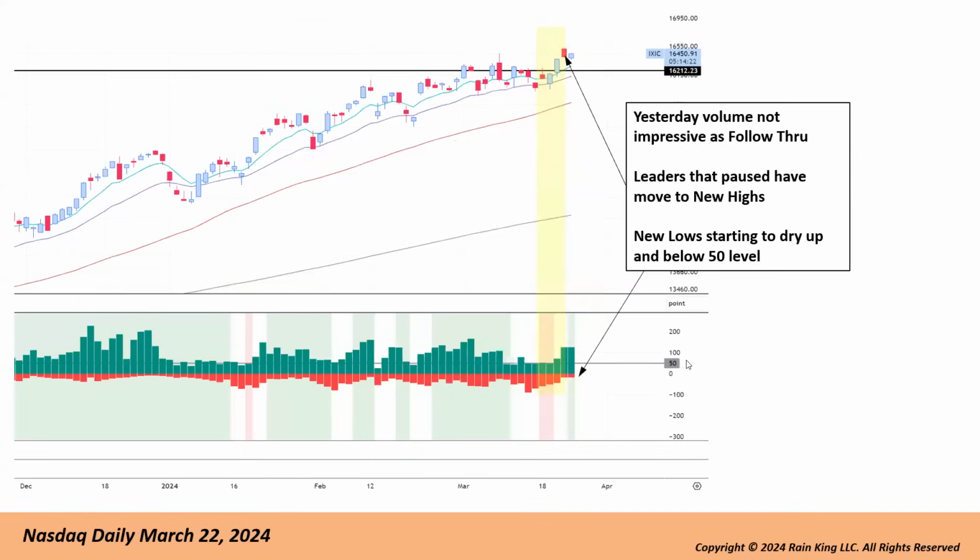Now on the NASDAQ, we just took a close look at the distribution, but yesterday's volume was not that impressive as a follow-through day to the Fed day. So I'm a little concerned about an air pocket. But on the positive side, the new lows have dried up, and we're starting to see some more net new highs. What we've seen is those leading stocks that had paused for a week or two have popped to new highs. So that's why the new highs are increasing. And the good news is the new lows are drying up below 50. So that's encouraging. Like to see some more volume to confirm that we might be making another leg.